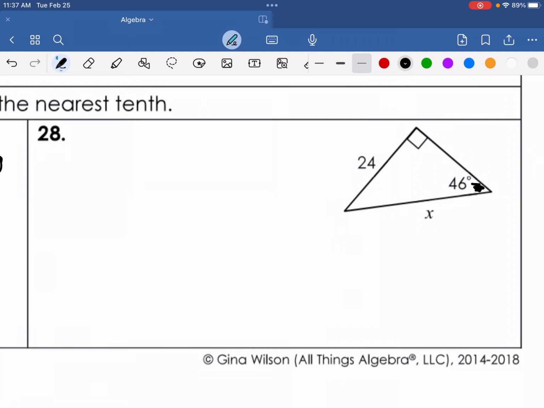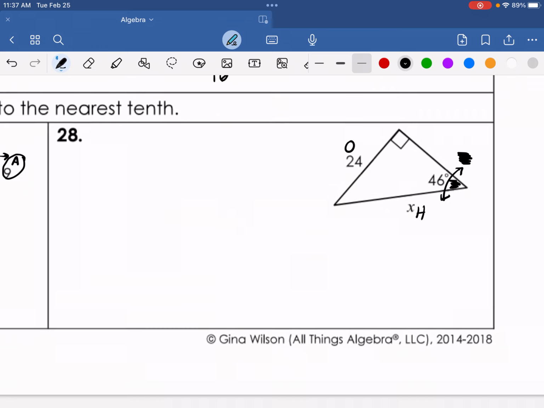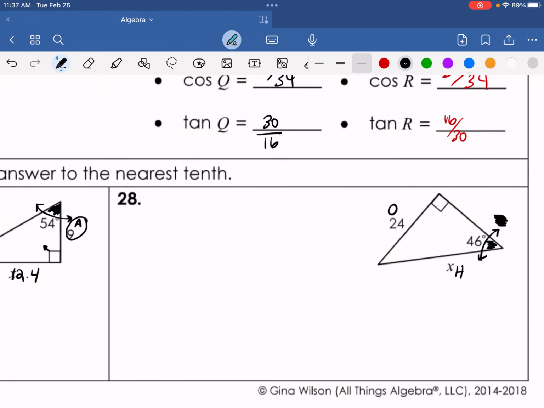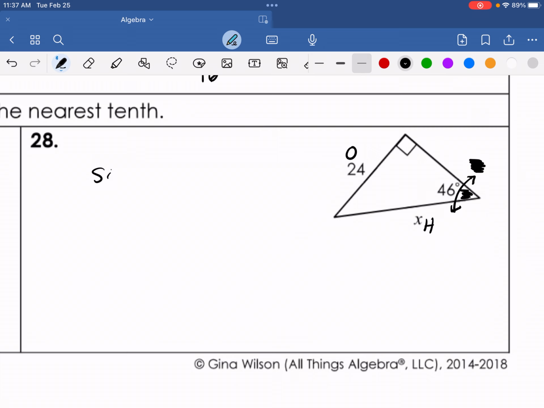Okay, we start at 46 degrees. These two sides are H and A, H and A. Which one's H? The bottom. And A would be the blank one. And the one across from 46 is opposite because it's across. Okay, which one do I not need? A. A is not useful. So which one uses O and H? That would be, out of these three right here, sine. So I have to use sine. Sine of 46 degrees equals opposite, 24, and hypotenuse is on the bottom, so x.